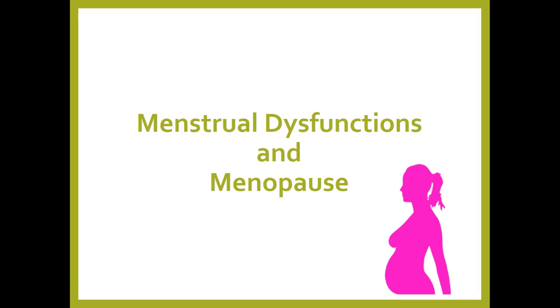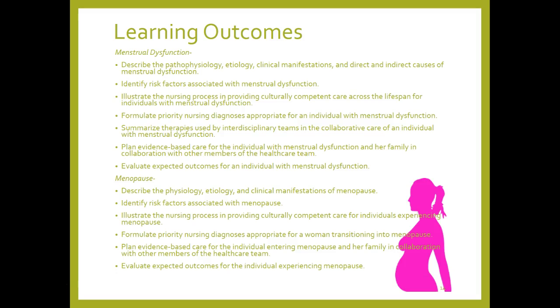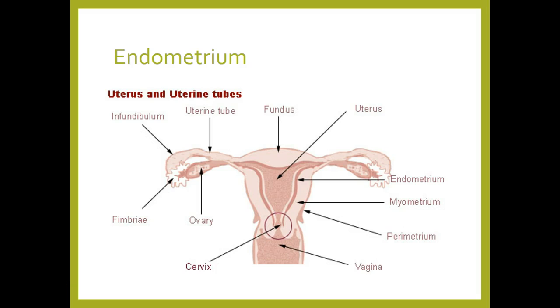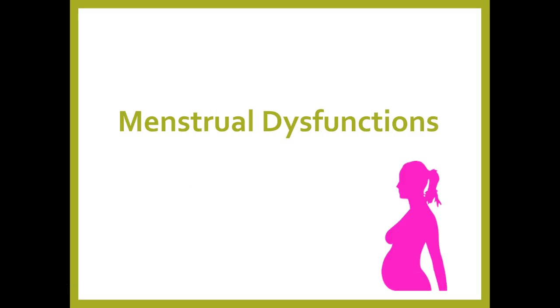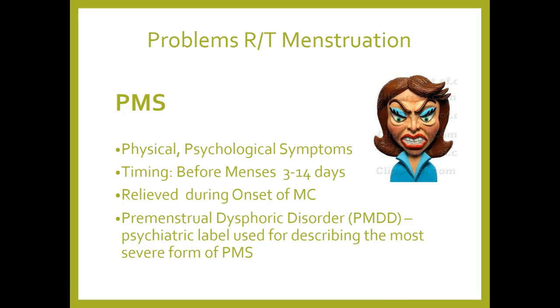All right, moving on. Let's talk about menstrual dysfunctions and menopause. Here are your learning outcomes. Another picture of the uterus and the uterine tubes and the endometrium. And what did we say the endometrium is? That is the inside lining of the uterus. All right, menstrual dysfunctions.